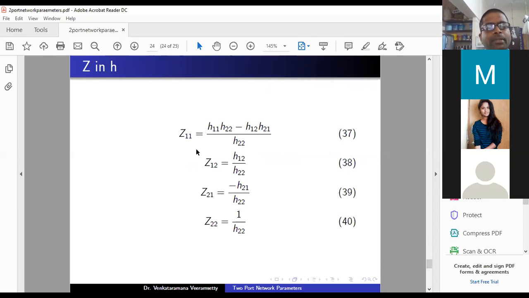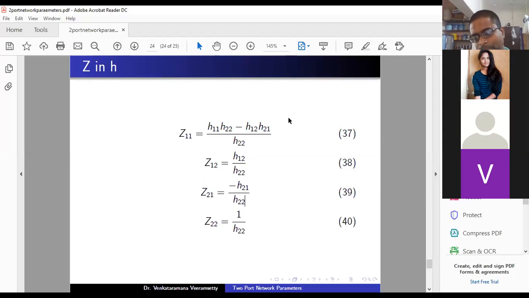That means the relation between the Z parameters and H parameters. So Z11 equal to H11 into H22 minus H12 into H21 divided by H22, and this is the Z12, this is the Z21, and this is the Z22. Equations 37 to 40 provide the relation between Z parameters and H parameters, or provide the Z parameter values in terms of the H parameter values. As I said, if possible, try to remember, but try to understand how we get these equations, how we get this relation. Right?